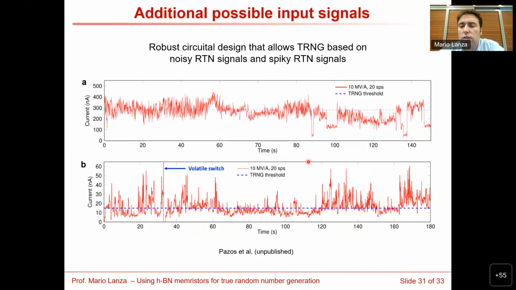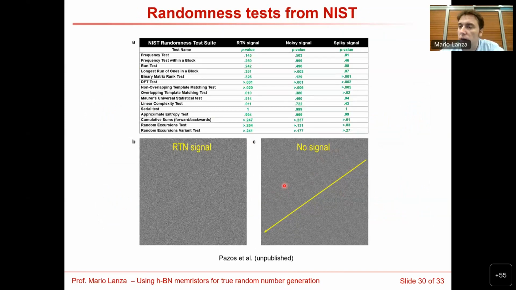Here, you can also see that with other types of noise, our circuit is also capable of producing true random number sequences. Okay, these are other signals that are not strictly random telegraph noise, but that can also result in one stochastic signal. However, I have to say that these other signals are also produced by the memristor. Okay, if we don't put any signal on the input, as I mentioned, we don't get a true random number signal. Okay.